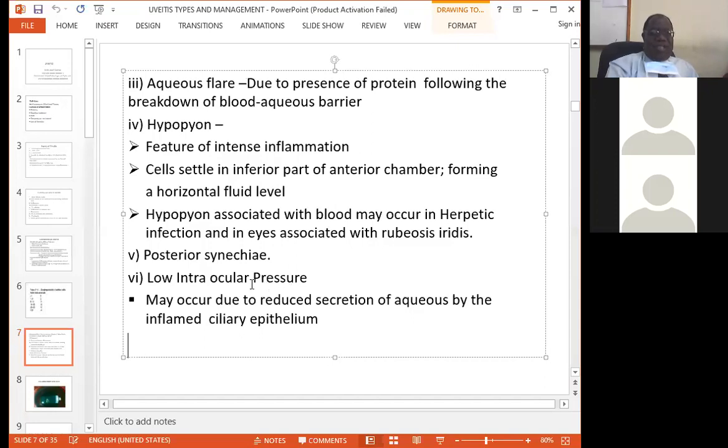Low intraocular pressure may occur due to reduced secretion of aqueous by the inflamed ciliary epithelium.